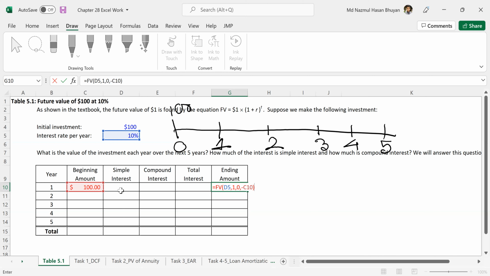Now, here we want to make our future value positive. That means we want to assume that we are going to get something in the future, so it will be our cash inflow. Therefore, if we want the future value to be positive, then our present value must be negative because we need to pay right now to get some positive value sometime in the future.